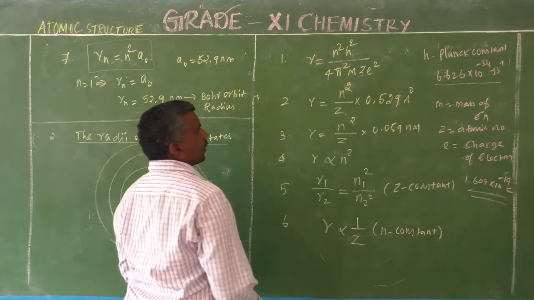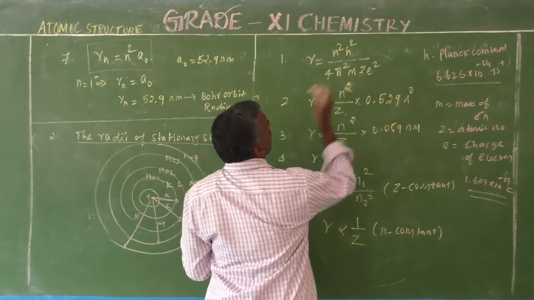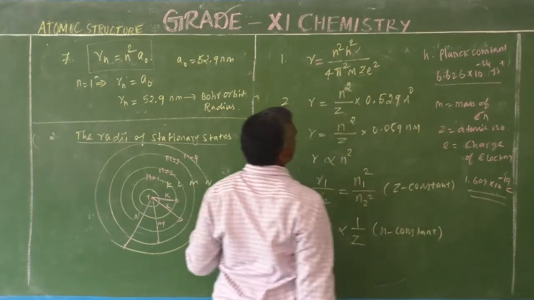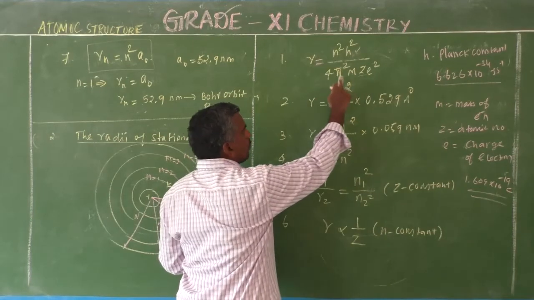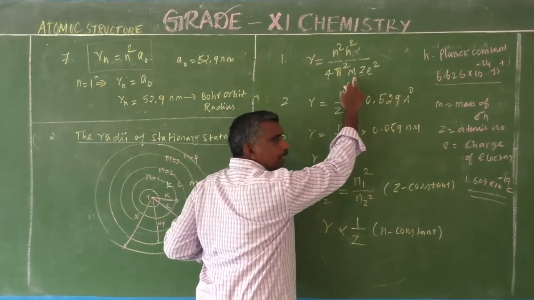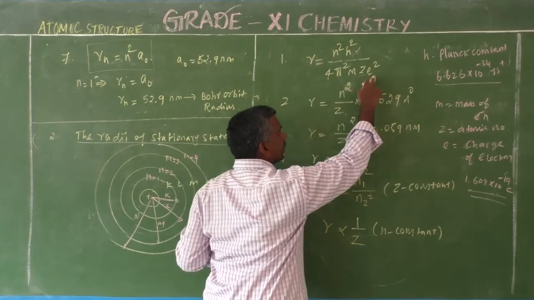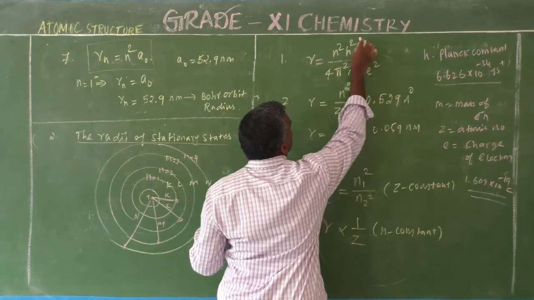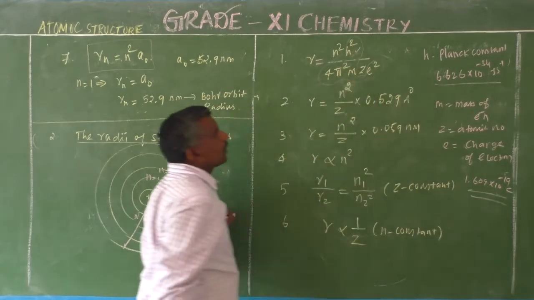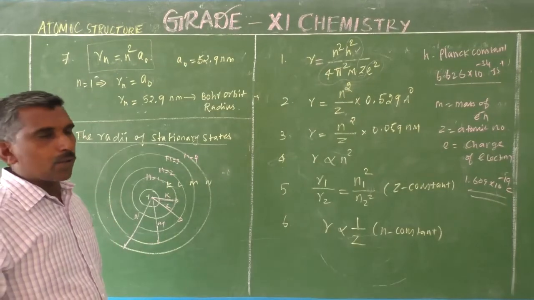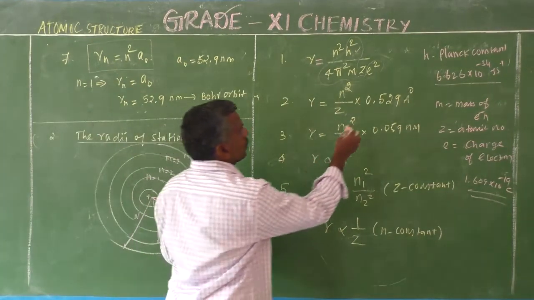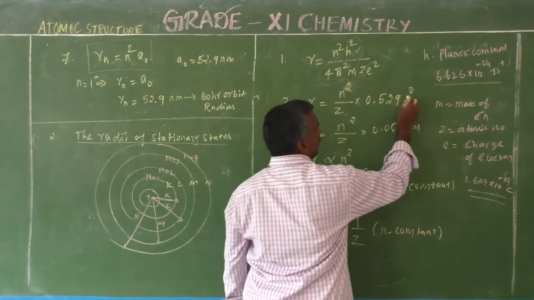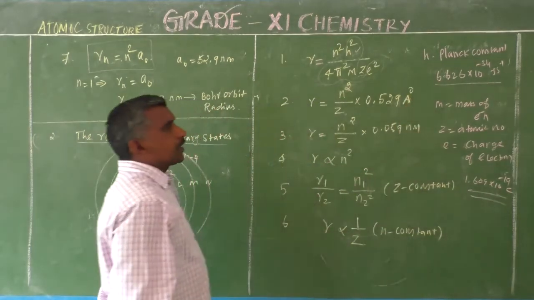Now the second formula. Here, what is constant? h is constant because it is Planck's constant. 4 is a constant, pi is a constant, mass of electron is a constant, e charge of electron is a constant. So h squared by 4 pi squared m e squared is a constant value. That value is equal to 0.529 Angstrom.